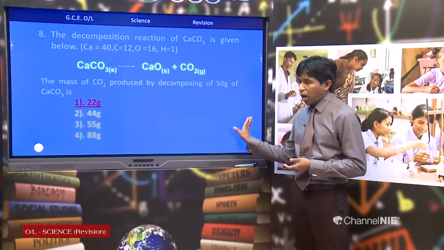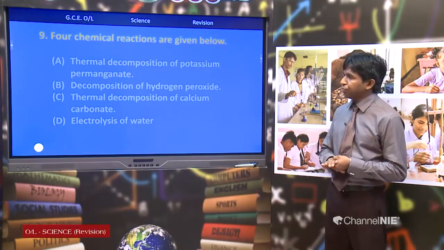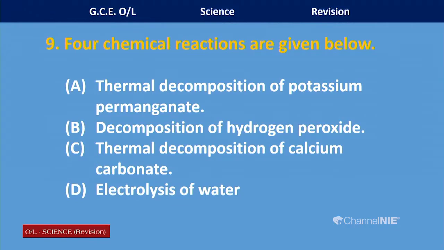Let us move on to question number 9. 4 chemical reactions are given below. What are the 4 chemical reactions? A. Thermal decomposition of potassium permanganate. What is potassium permanganate? KMnO4. B. Decomposition of hydrogen peroxide, that is H2O2. C. Decomposition of calcium carbonate, that is CaCO3.